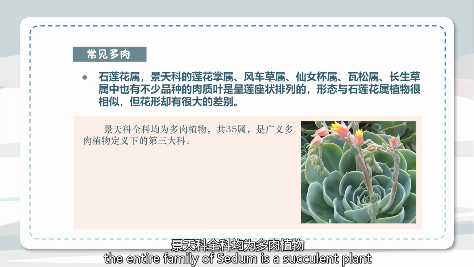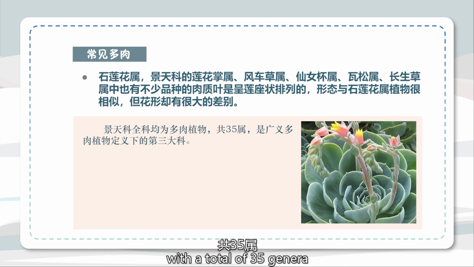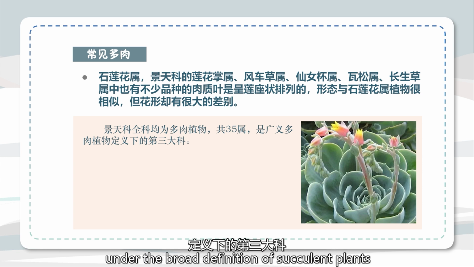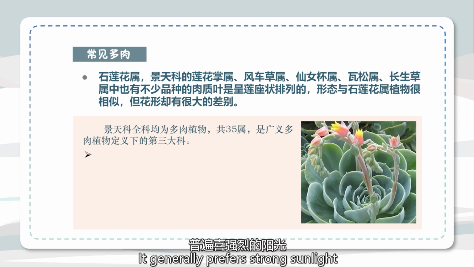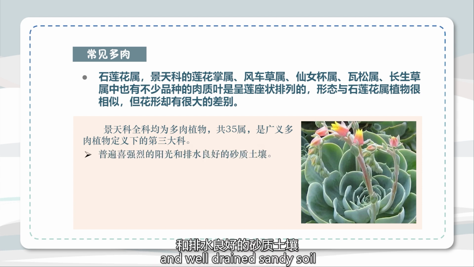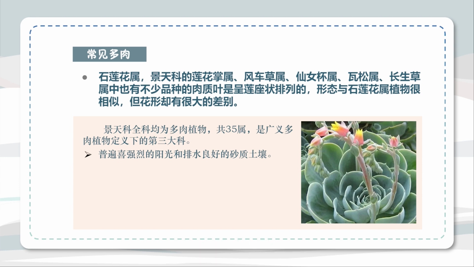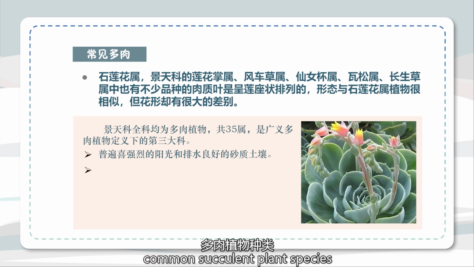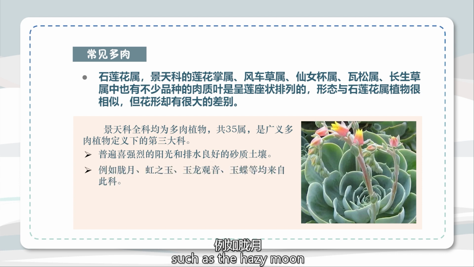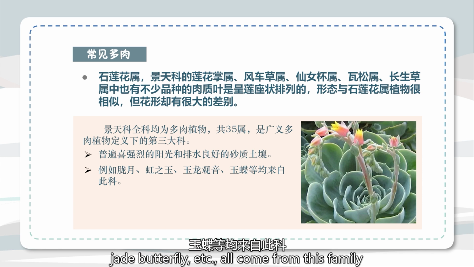Among them, the entire family of Sedum is a succulent plant, with a total of 35 genera, making it the third largest family under the broad definition of succulent plants. It generally prefers strong sunlight and well-drained sandy soil. In the Chinese market, a large portion of common succulent plant species, such as the hazy moon, rainbow jade, jade dragon guanyin, jade butterfly, etc., all come from this family.